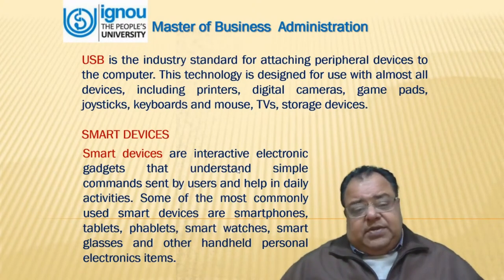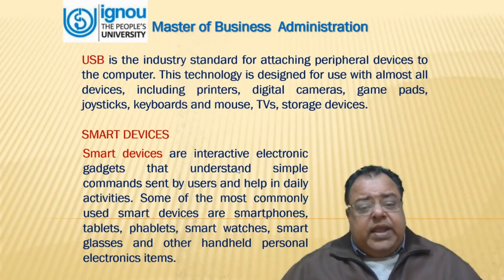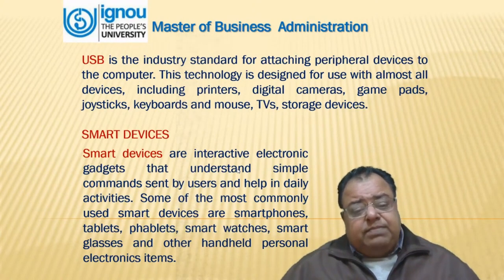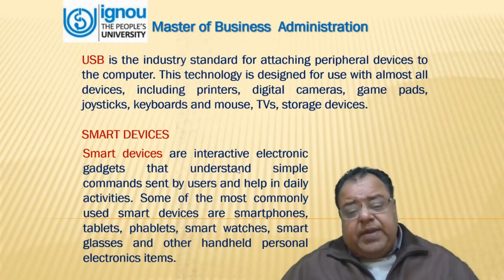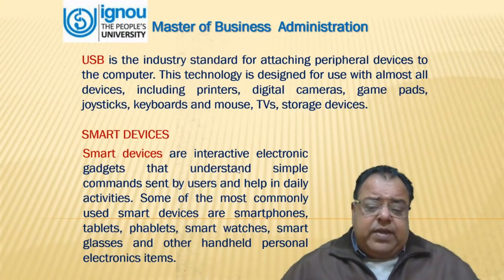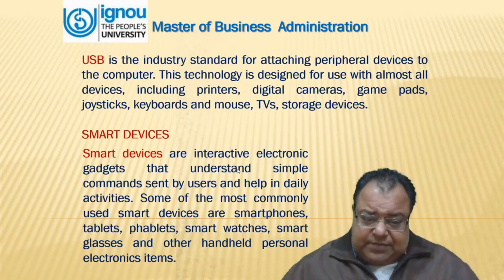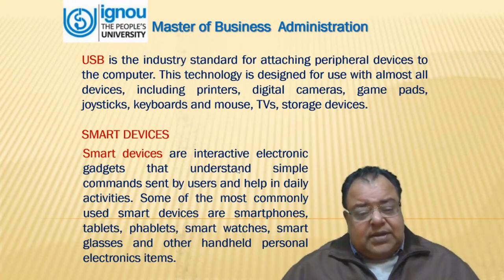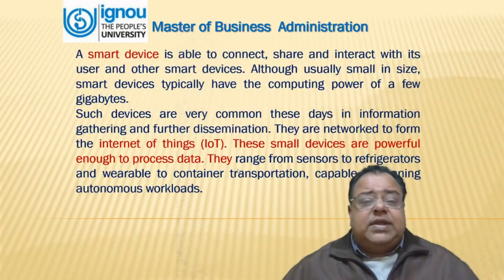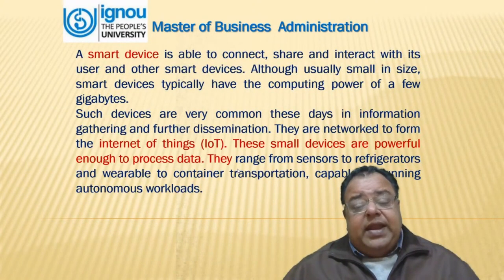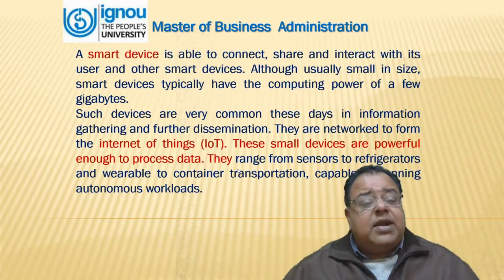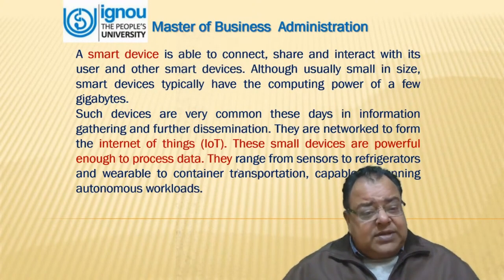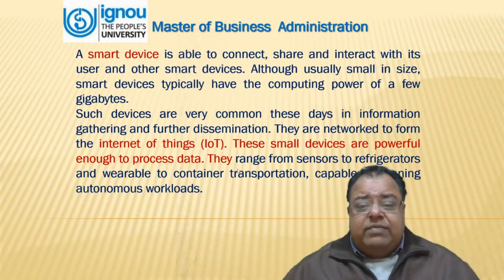Now we talk about smart devices. Smart devices are interactive electronic gadgets that understand simple commands sent by the users and help in daily activities. Some of the most commonly used smart devices are smartphones, tablets, phablets, smart watches, smart glasses, and other handheld personal electronic items. A smart device is able to connect, share, and interact with its users and other smart devices. Although really small in size, smart devices typically have the computing power of a few gigabytes.